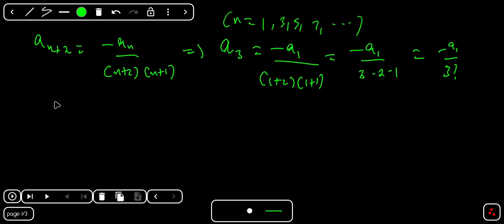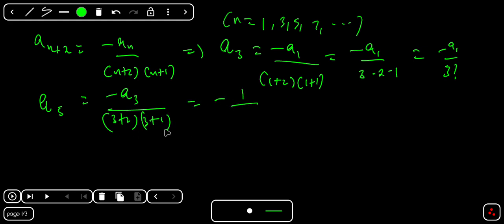Okay? So when n is 3, what are we going to have? We are going to have a3 plus 2. That is a5. Okay? We are going to have a5. So a5 will be equal to minus a3, then over 3 plus 2 multiplied by 3 plus 1. Okay, so this will be equal to minus 1 over 3 plus 2 will give us 5.